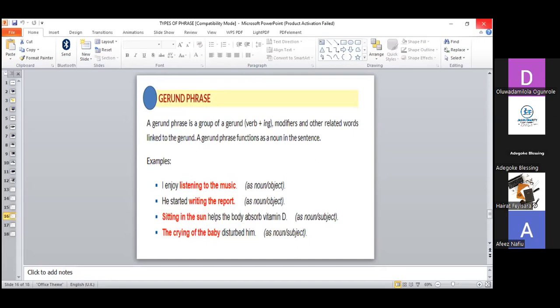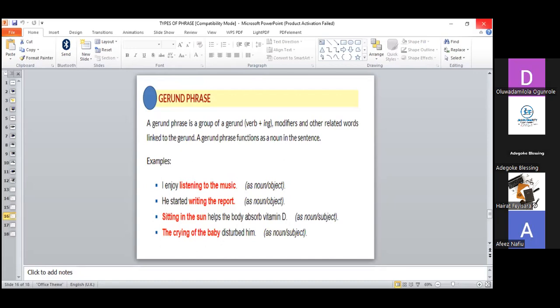So now, whatever you form with a gerund, when you bring other related constituents to it, you can use it as a phrase. Look at the first example that we have. I enjoy listening to the music. The expression listening to the music is taken as a noun and working at the object position in the sentence. The same thing as he started writing the report. Writing the report is taken as a noun and functioning as an object in the sentence.